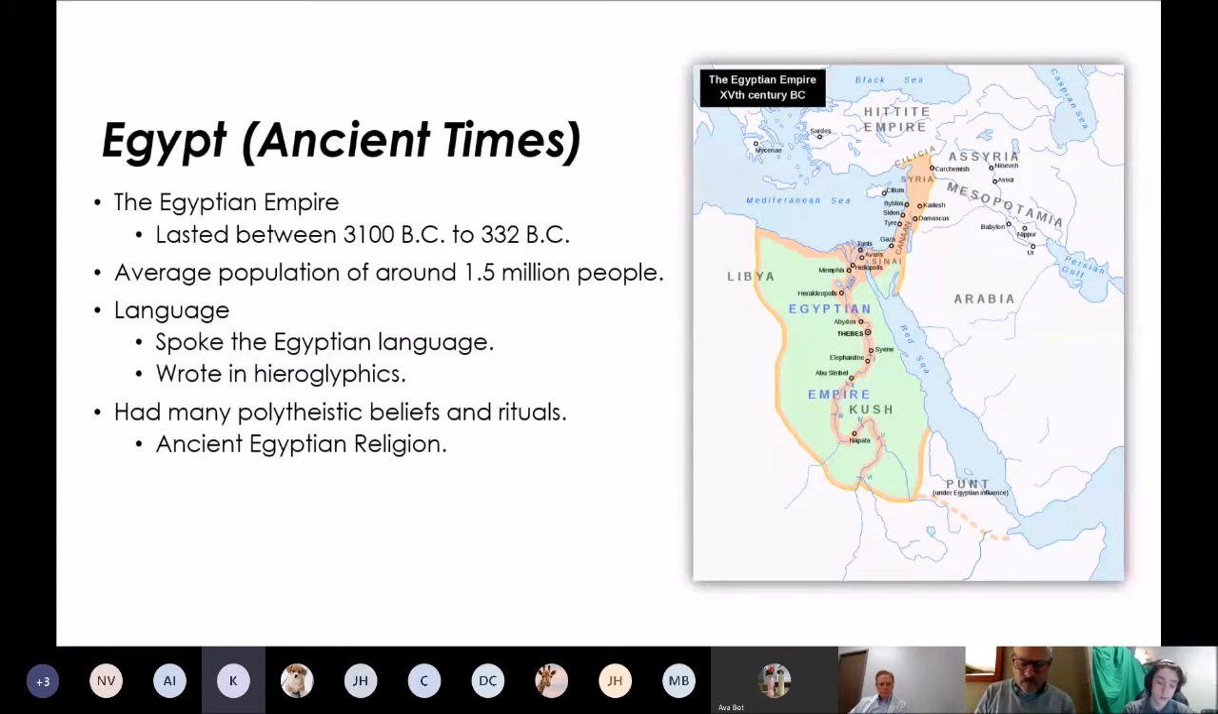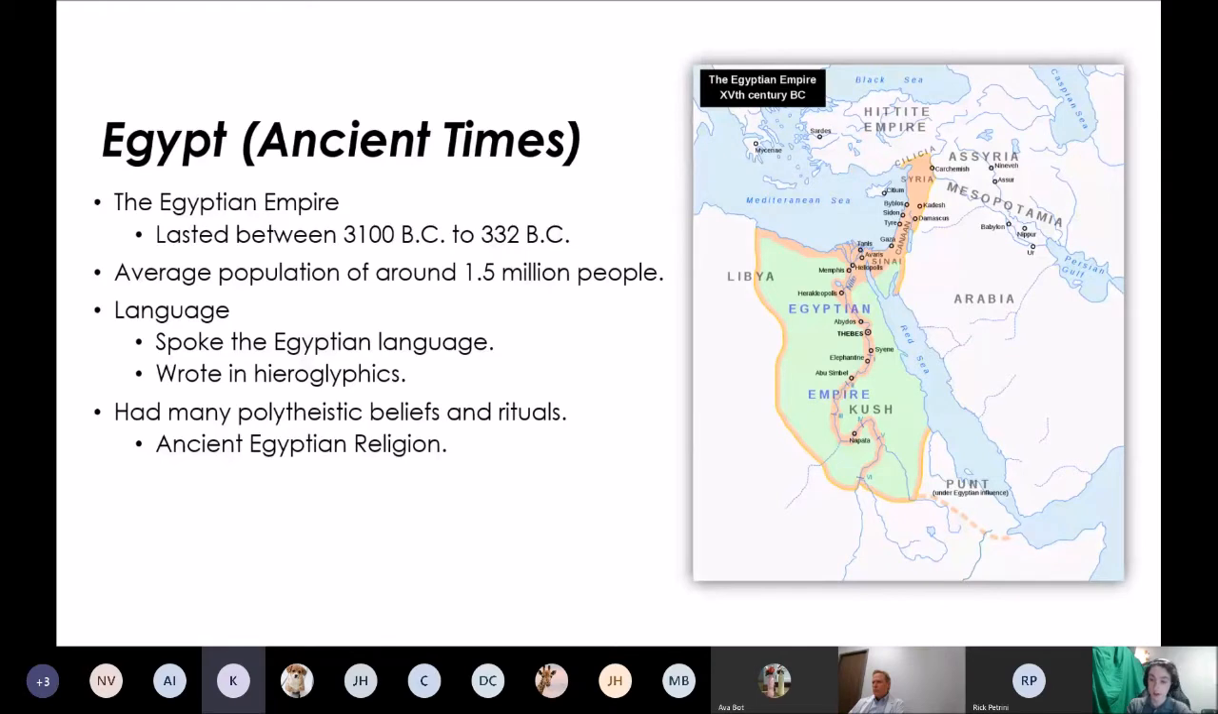Egypt during ancient times was called the Egyptian Empire. It lasted between 3100 BC to 332 BC. It was located in the same area as modern Egypt, which is in the upper right corner of Africa. However, unlike modern Egypt, it stretched from modern-day Syria to modern-day Sudan. Its population, on average, was around 1.5 million people, and the people spoke Egyptian and wrote in hieroglyphics. They practiced a religion known as ancient Egyptian religion, which was polytheistic, which means there was more than one god.